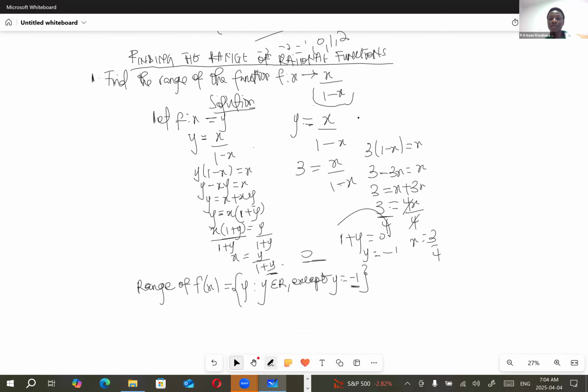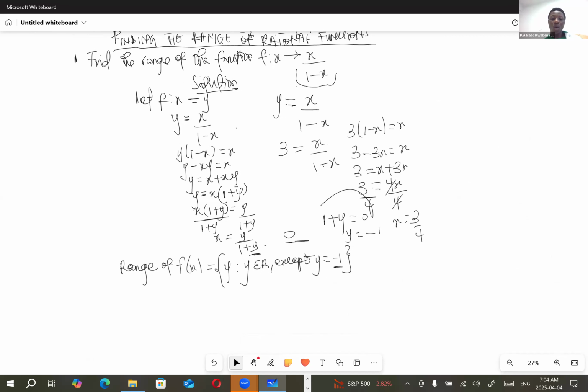Okay. The same function, y equals, or f of x equals x over 1 minus x. Let's think of another number for y. No, let's use the -1 we had for y. Y is -1, right? So it will be equal to x over 1 minus x.